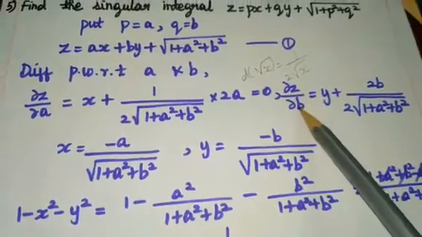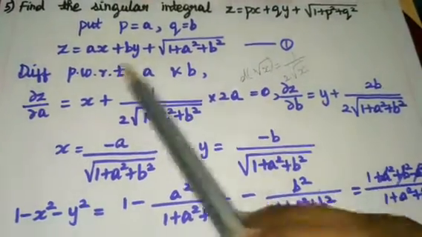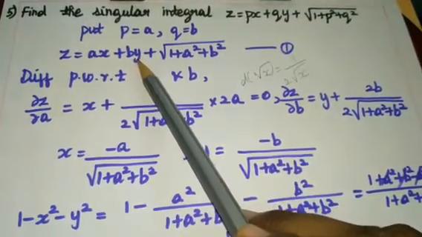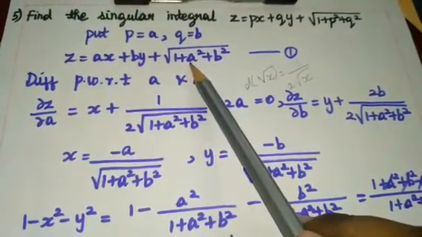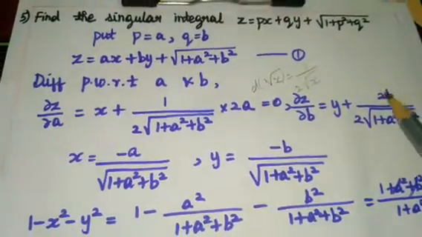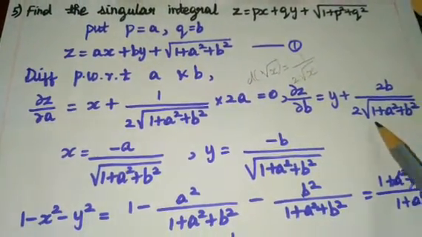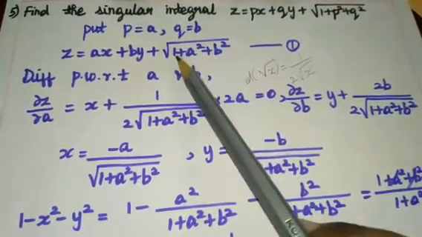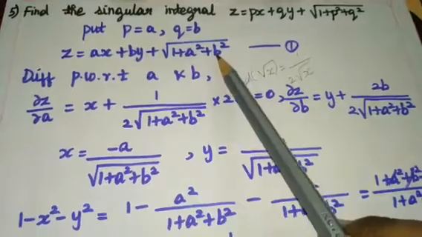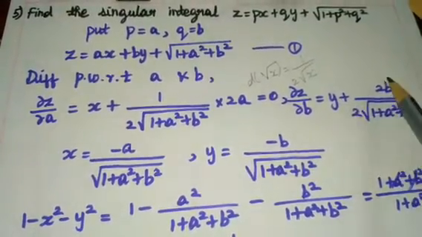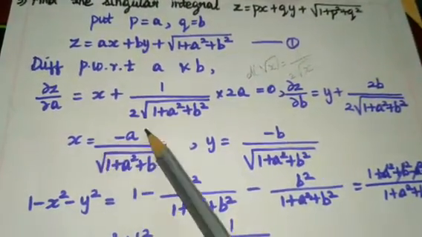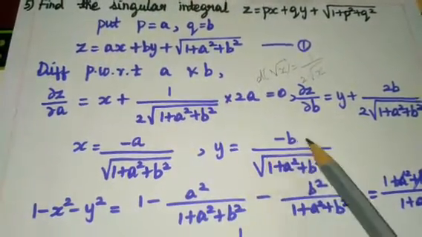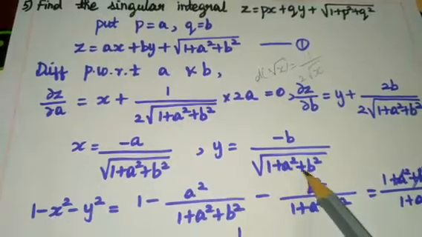Here dou z by dou b is equal to ax term becomes 0. When we differentiate here with respect to b, it becomes y, and this term root of 1 plus a square plus b square becomes 1 by 2 root of 1 plus a square plus b square. Again, when we differentiate 1 plus a square plus b square, 1 plus a square becomes 0 and b square becomes 2b. Here also 2 and 2 get cancelled. Therefore, x is equal to minus a divided by root of 1 plus a square plus b square, and y is equal to minus b divided by root of 1 plus a square plus b square.